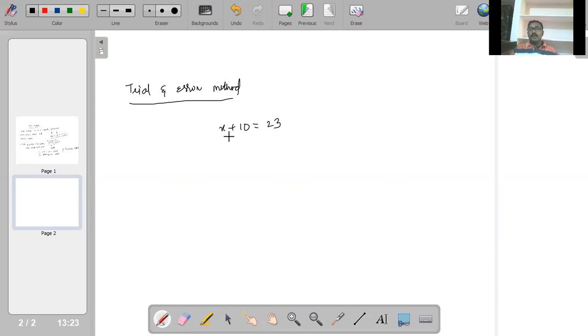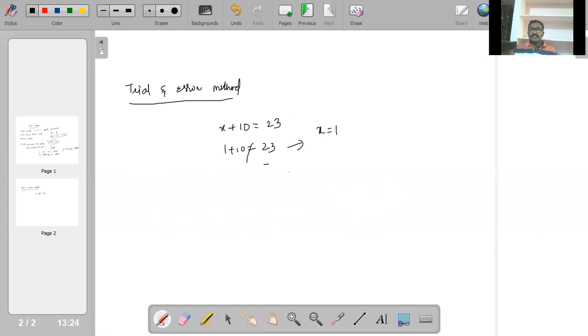Now how to find the value? By seeing this one, we might say x equals 13, since 13 plus 10 gives 23. But that is not the correct way of finding x. So first we have the trial and error method. First we take x equals 1. Just substitute the value over here. 1 plus 10 is equal to 23? This is not equal. 11 and 23 are not equal.